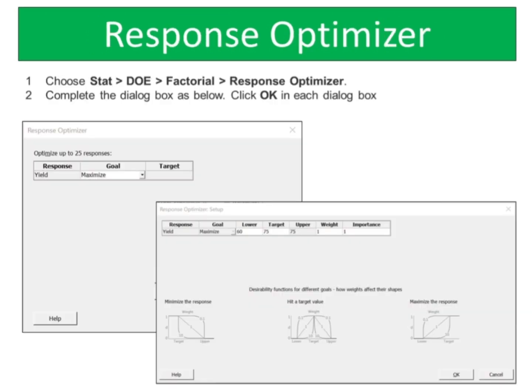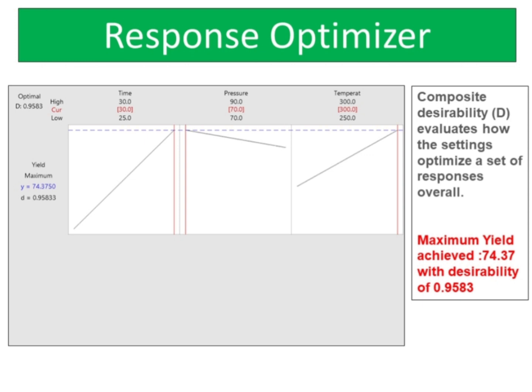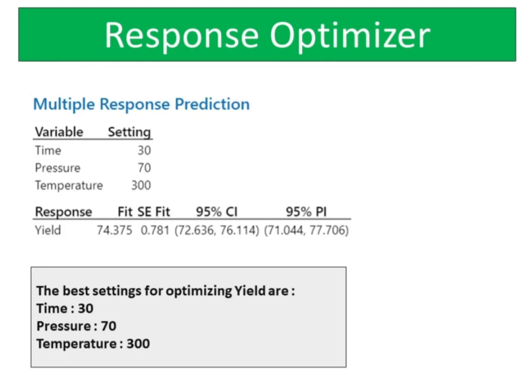Choose Stat, DOE, Response Optimizer. Complete the dialog boxes below. Click OK in each dialog box. Composite desirability D evaluates how the settings optimize a set of responses overall. Maximum yield achieved is 74.37 with desirability of 0.9583. The best settings for optimizing yield are time 30, pressure 70, temperature 300.